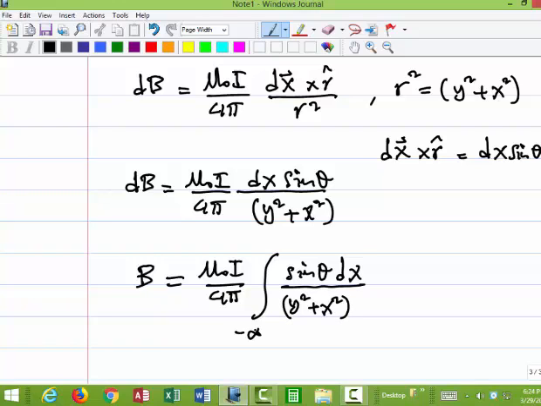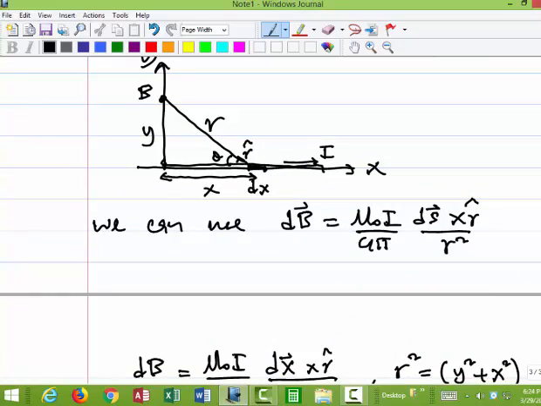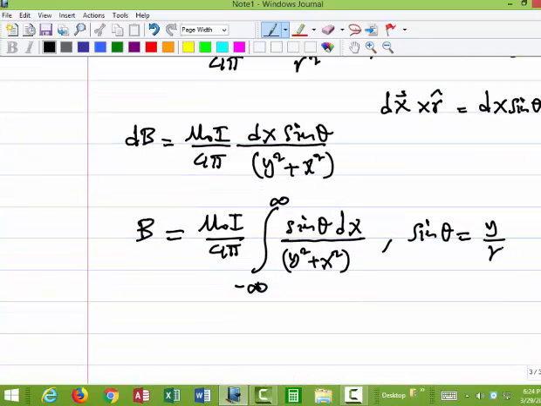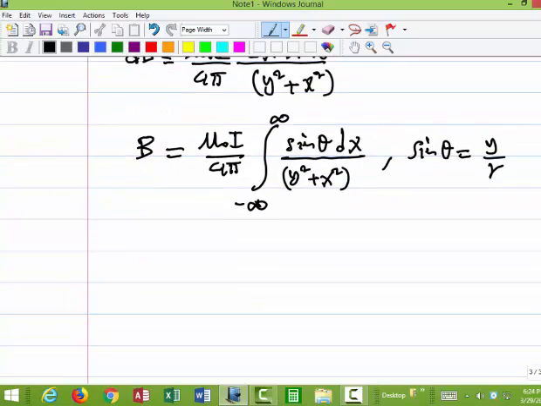And we can replace sine theta by something else, because sine theta is going to be opposite over hypotenuse, so it's going to be y over r. Okay, we already know r squared is y squared plus x squared, so we can use that. So r is the square root of y squared plus x squared. We take that to the power half for square roots.